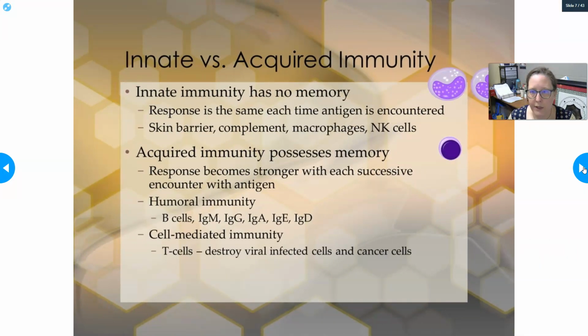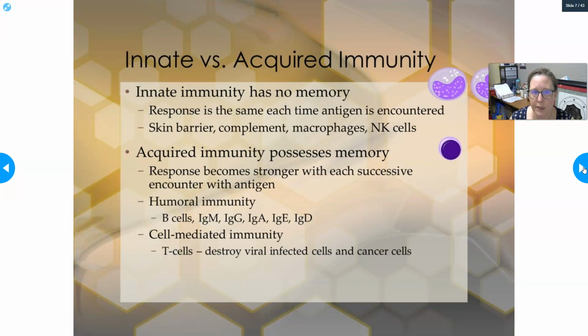And so we have innate immunity versus acquired immunity. So innate immunity has no memory; it works the same way every time, and the response is the same each time the antigen is encountered. It also, I would say, works the same no matter the antigen. So it can be the same whether it's a virus or bacteria, etc.